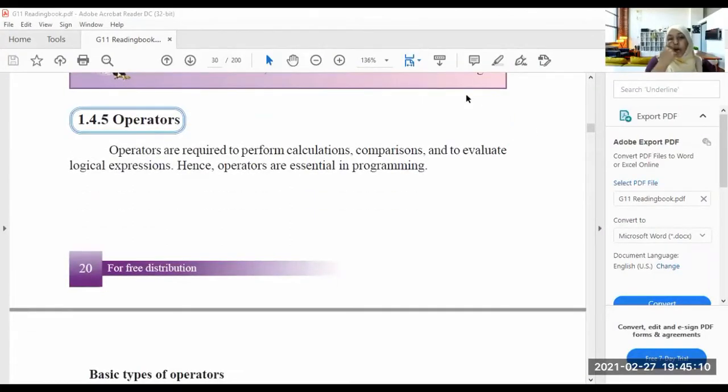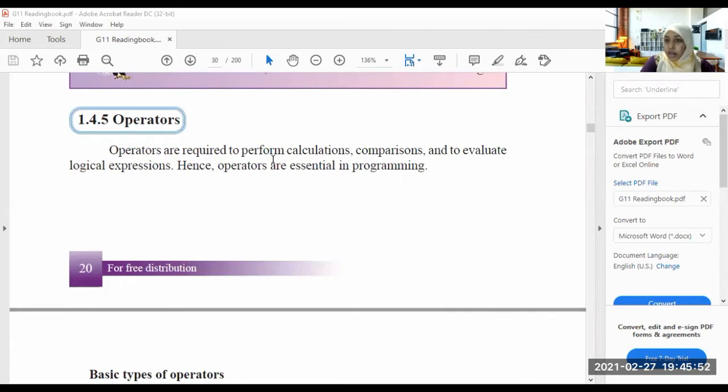We are starting from the operators. So, what are the operators? Operators are required to perform calculations, comparisons, and evaluate logical expressions. Hence, operators are essential in programming. So, when we are doing programming, operators are a must. It is necessary. We should use these operators when we are writing programs, and it is an essential thing.